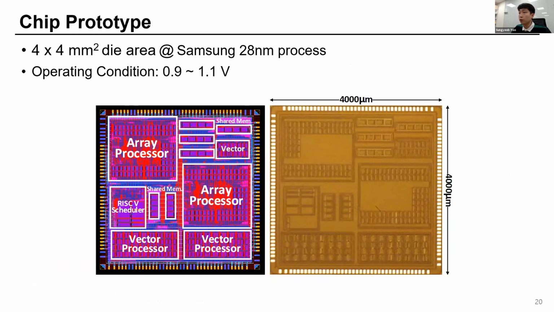This is a chip prototype of our proposed architecture. For verifying our work, the proposed architecture is fabricated in Samsung 28 nanometer CMOS process with 16 square millimeter die area. The chip integrates a single vector array cluster that has a RISC-V simulator, array processor, vector processor, and shared memories. And it operates at 0.9 volt to 1.1 volt.